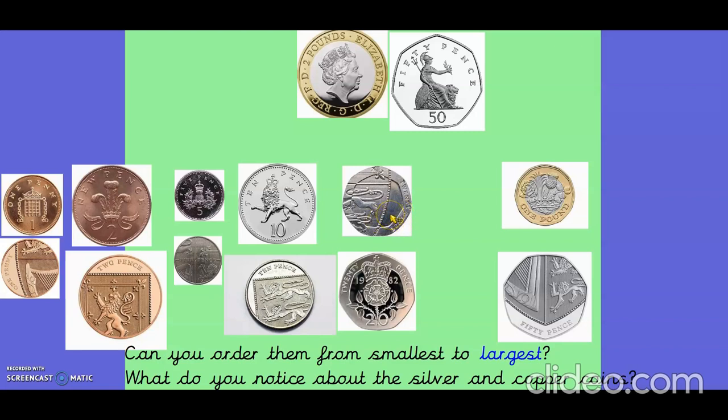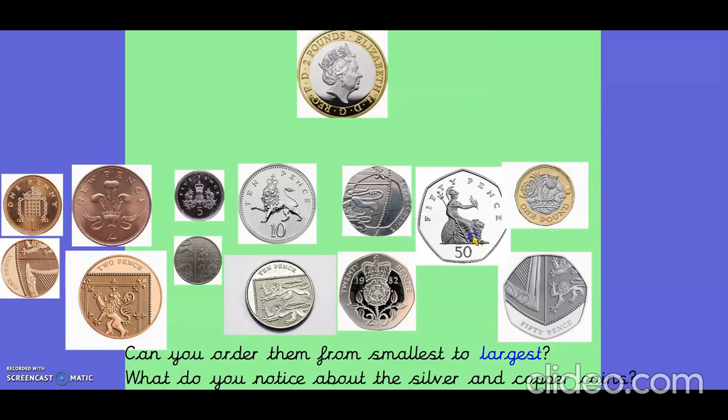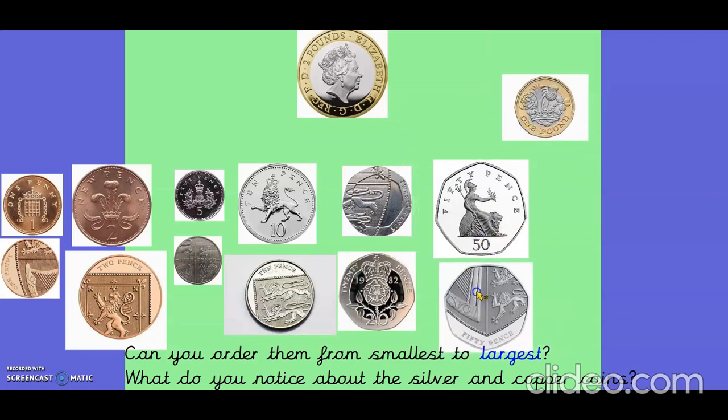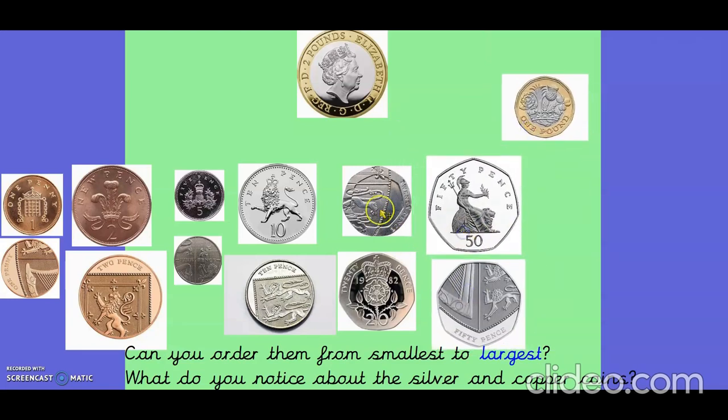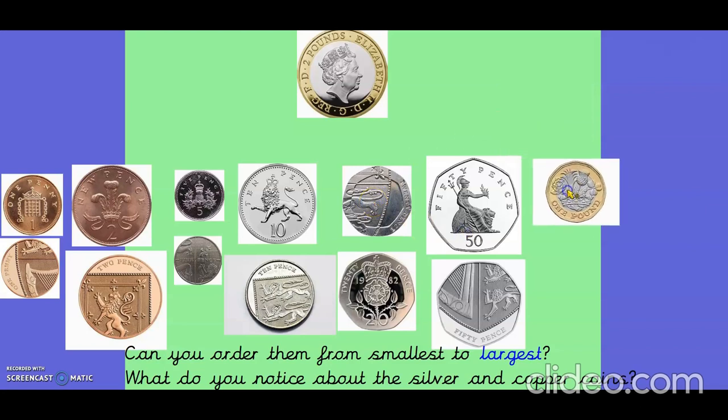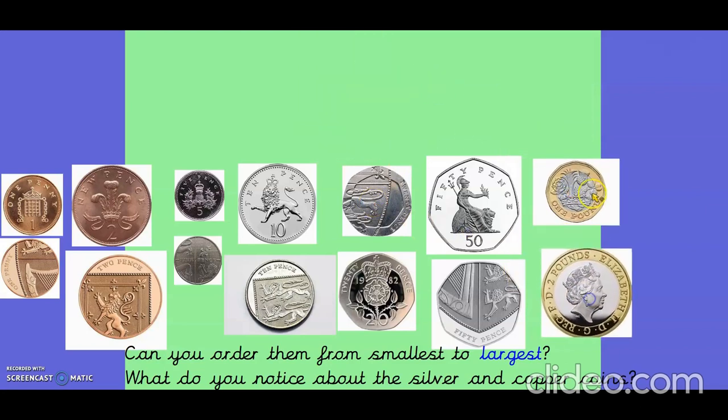Okay. Next, I can see I've got 50 pence, which both of these show. And then I've also got a £1 coin, which is the gold and the silver coin here. So I've got my 1 penny, 2 pence, 5 pence, 10 pence, 20 pence, 50 pence, and £1. And these are the coins that we're going to be learning about.